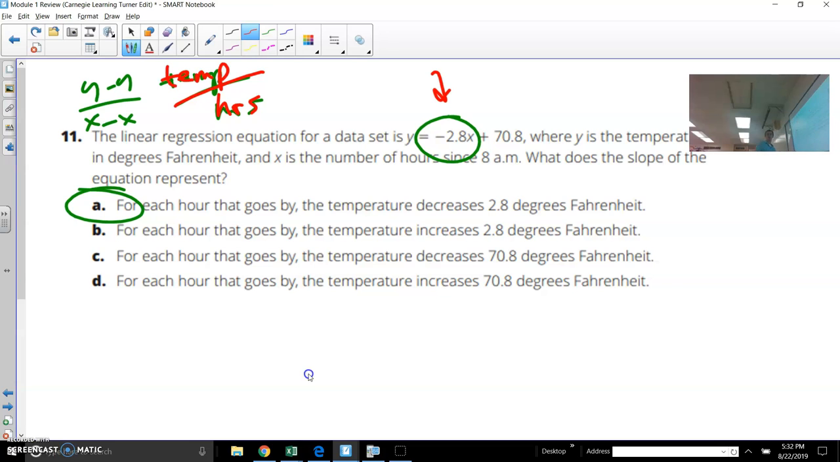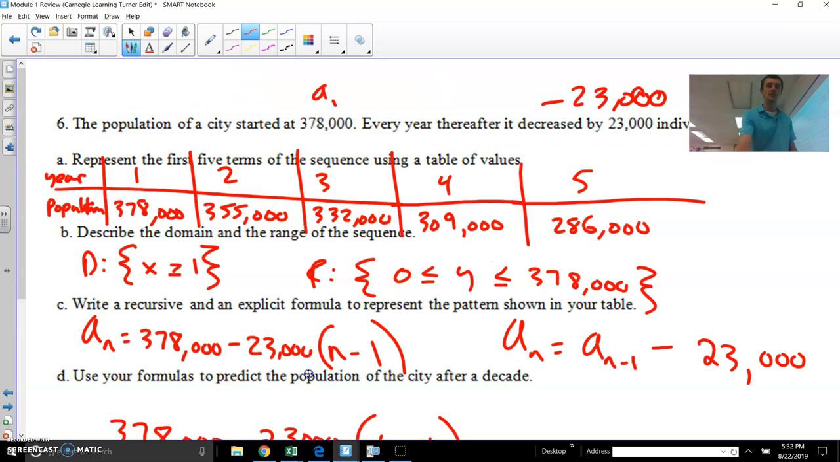So when you're thinking about slope, if you can think about the words in the formula, this is the temperature over time. And so because that value is negative, every hour that goes by, the temperature is decreasing 2.8 every time 1 hour goes by. And that's the idea of that rate of change being negative.